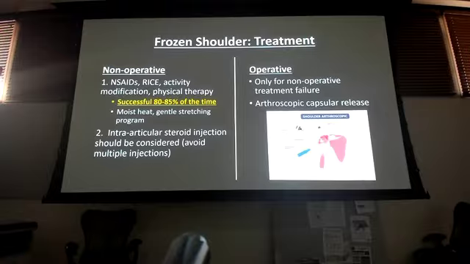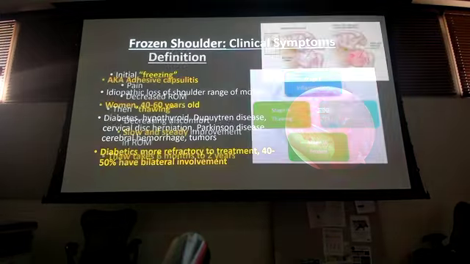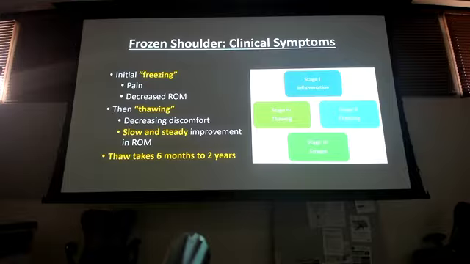So to kind of go back to it, conservative care, moist heat, gentle stretching, all patients. The only patients you're going to consider injections for are the ones that are not showing improvement or they've plateaued. They've hit a block in their progression, right? So instead of going from this, they're stuck in this frozen stage. Does that make sense? They're not going into a thawing stage, right?